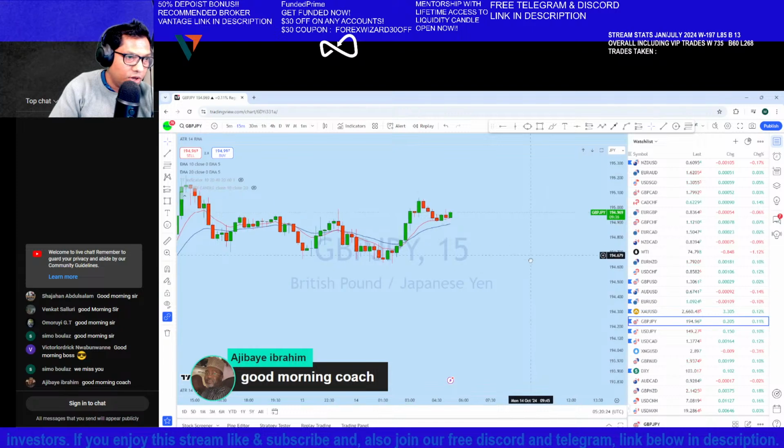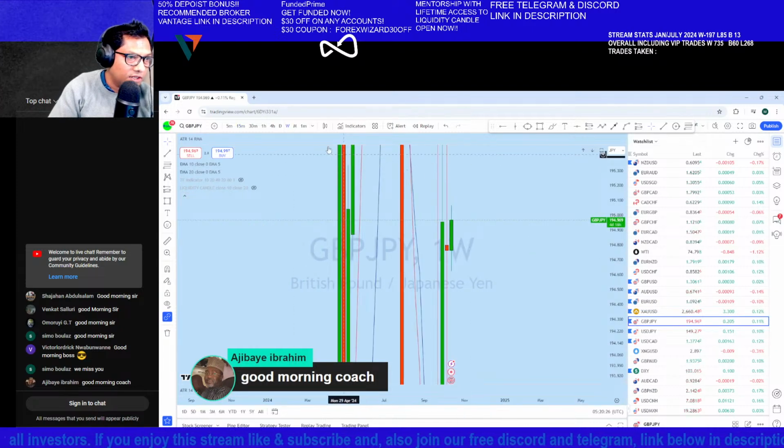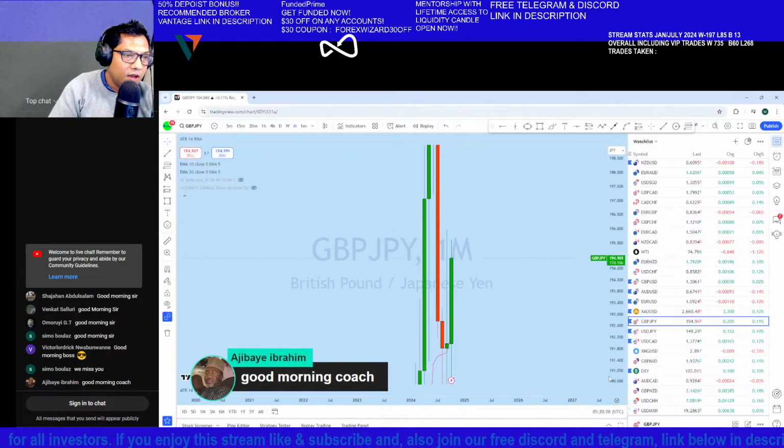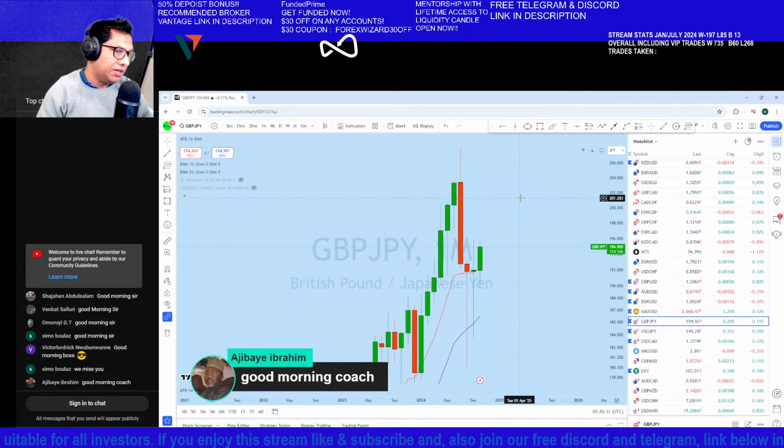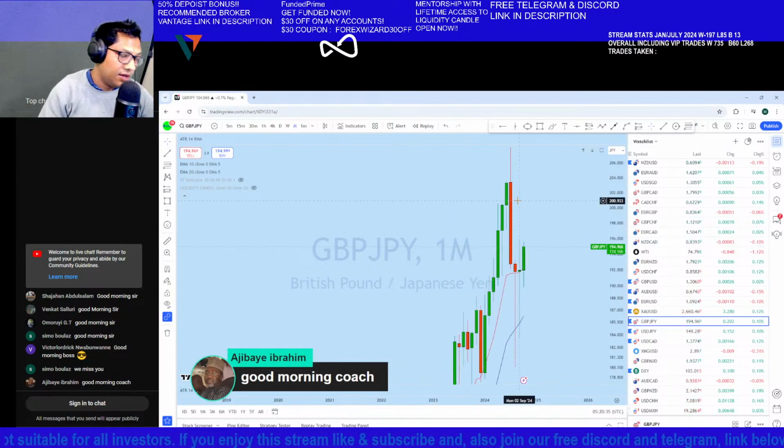GBPJPY and dollar yen. Now looking at the GBPJPY, looking at the monthly chart to see the overall picture. I'll be doing a full analysis on GJ as well, as tomorrow there is a GBP news coming, and that instrument might get very volatile.